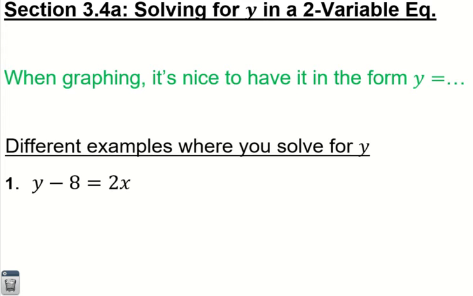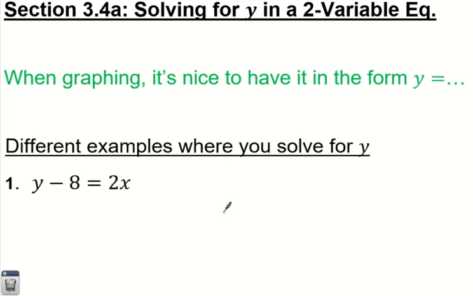Alright, gang, moving on to 3.4. 3.4a, anyway. This one is also continuing our work with equations that have an x variable and a y variable, so two variable equations.